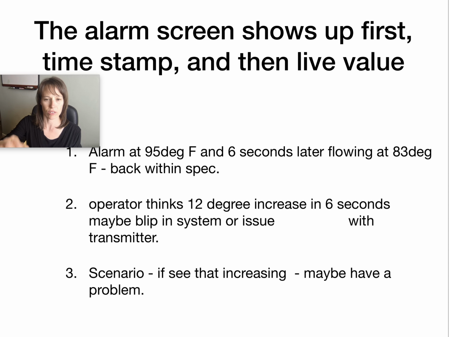Just to review what we had just talked about on that alarm screen, it alarmed at 95 degrees Fahrenheit, which was the pre-programmed alarm point where the system is out of spec, but then 6 seconds later it's flowing back at 83 degrees, back within the specifications of the system. So the operator can stop and think that a 12-degree increase within 6 seconds and then back into spec could just be a transmitter error. And then again, I pointed out if we saw a different scenario where that number was actually increasing within our alarm and showing real-time data, then we may have a different problem that needs to be dealt with.